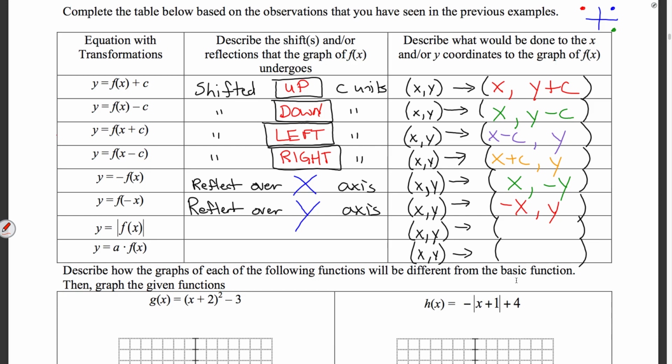So y is equal to the absolute value of f of x. Now, once again, this is another one we're not going to really concern ourselves with in my Algebra 1 class. We'll do it more in my pre-algebra class. We're going to skip this absolute value section. But let's talk about it. What happens to the points whenever you take the absolute value of f of x? Anything that came out as a negative would have come out as a positive instead.